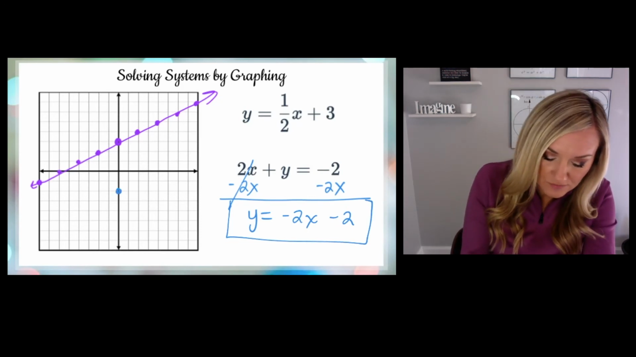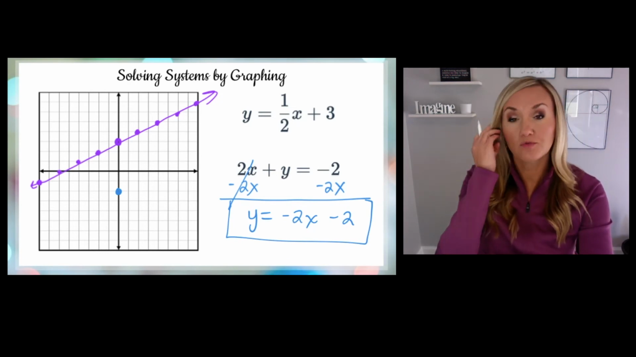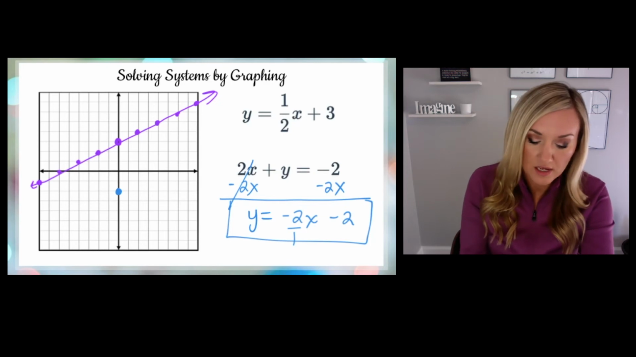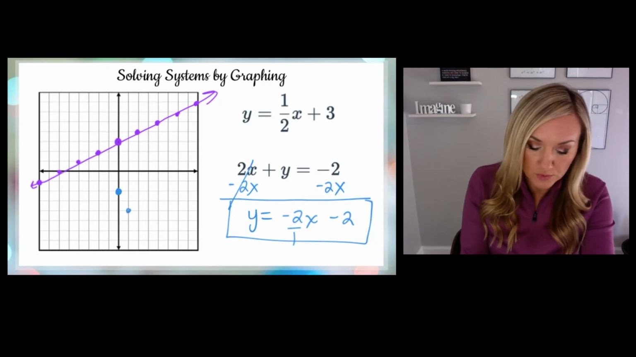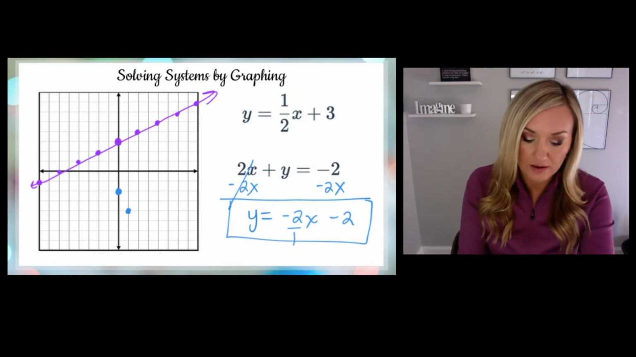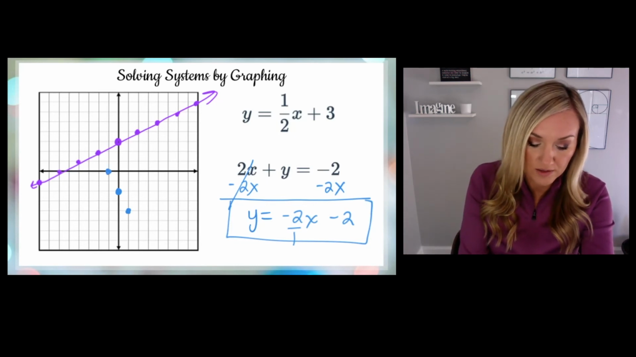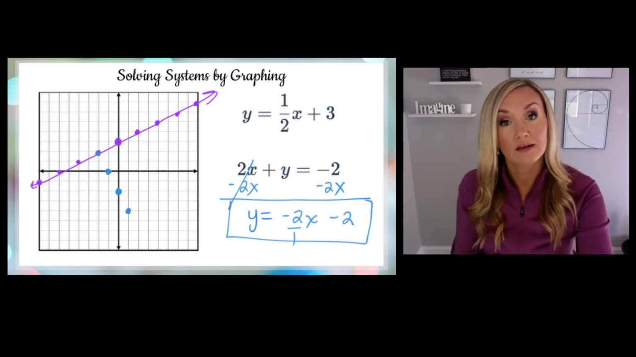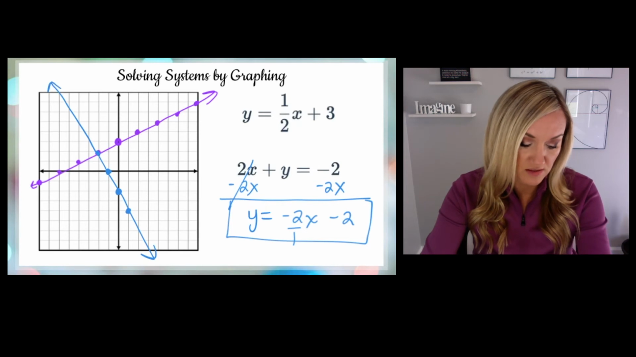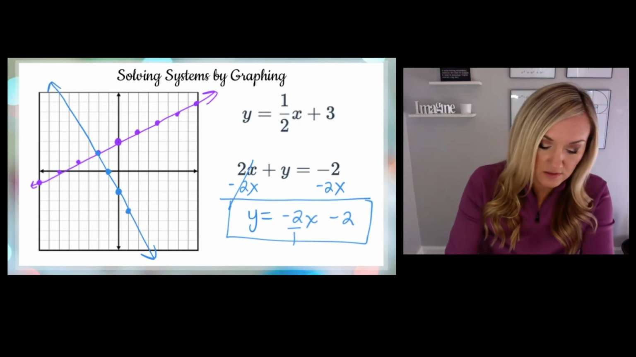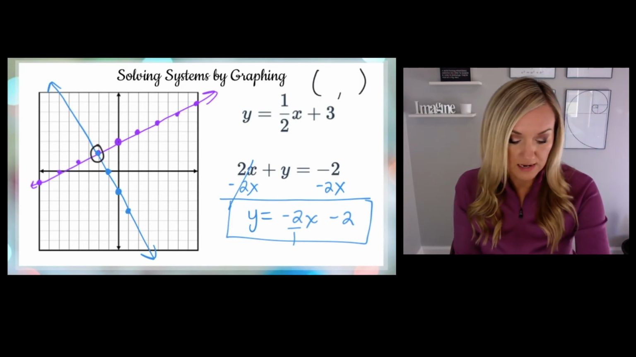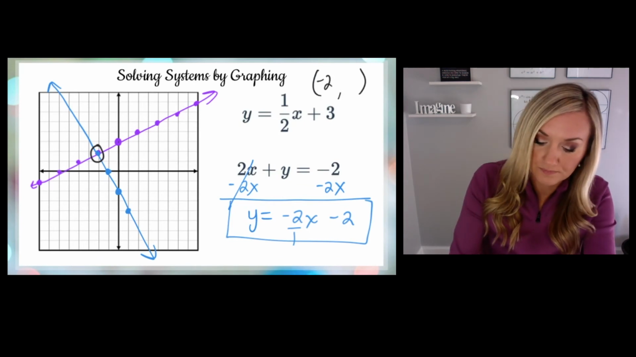I'm going to start at -2, and then I'm going to follow the slope. Now the slope is going to be -2 over 1. So from that point you could go down 2 and +1, but that is going in the opposite direction of the other line. So now I'm going to go up 2 and back 1, up 2 and back 1, and there I have found the point of intersection. The solution to this system is right here, and that is the point (-2, 2).